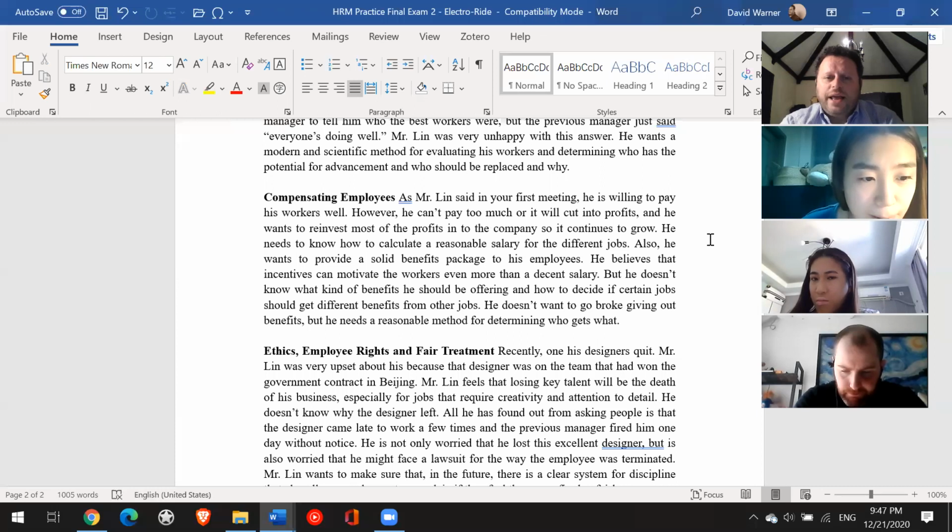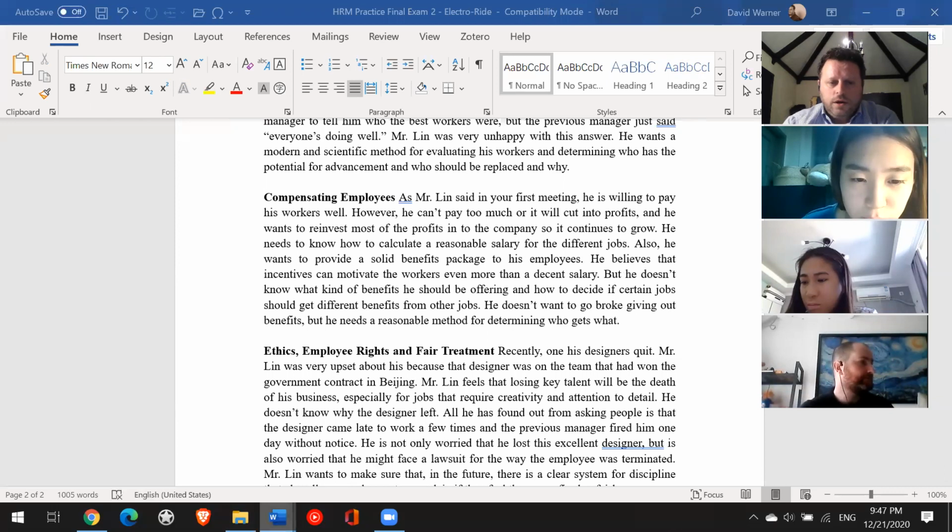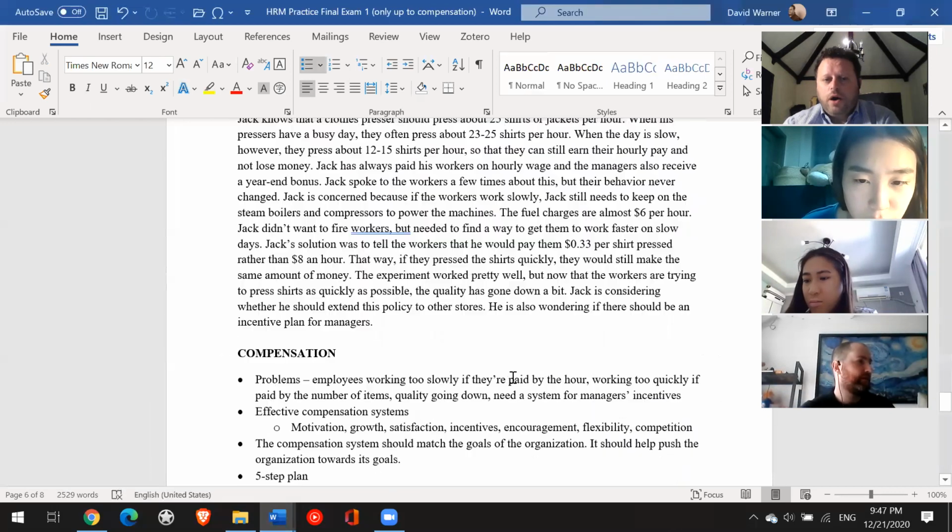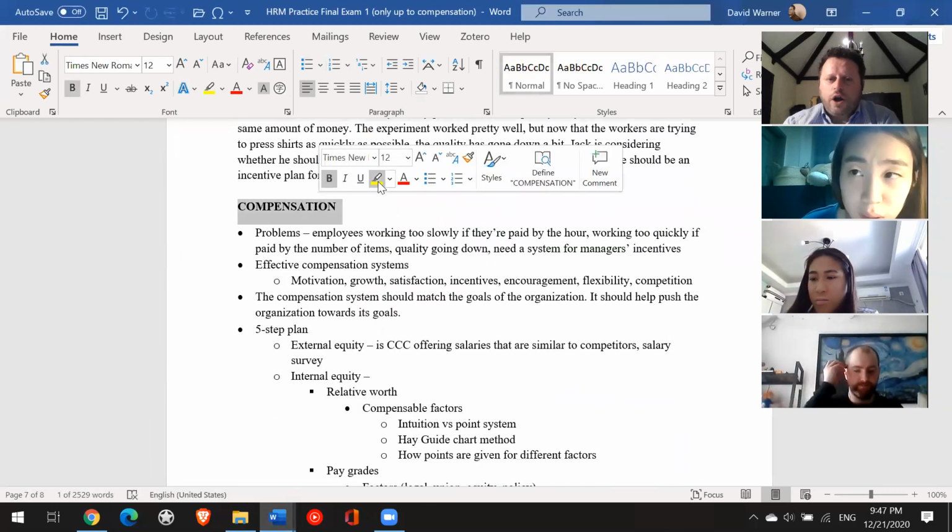Also, he wants to provide a solid benefits package to his employees. He believes that incentives can motivate the workers even more than a decent salary, but he doesn't know what kind of benefits he should be offering and how to decide if certain jobs should get different benefits from other jobs. He doesn't want to go broke giving out benefits, but he needs a reasonable method for determining who gets what. And obviously this will be on the exam too, this idea of compensation.